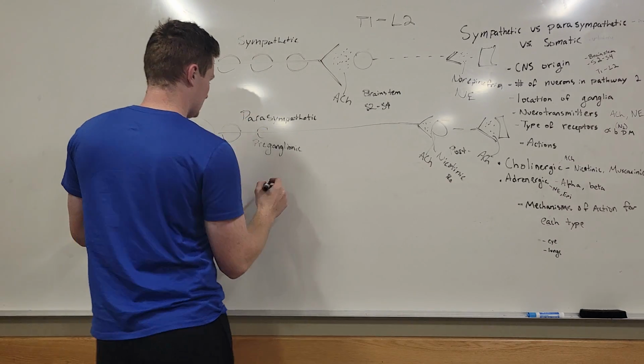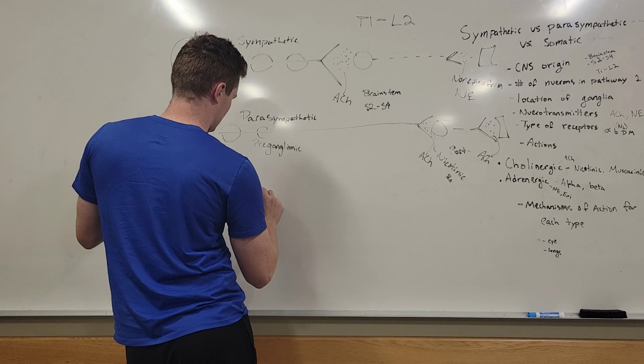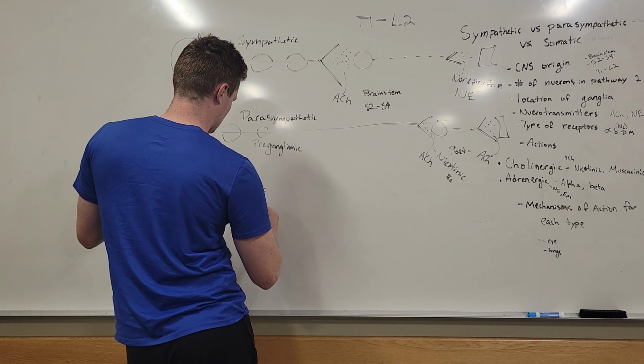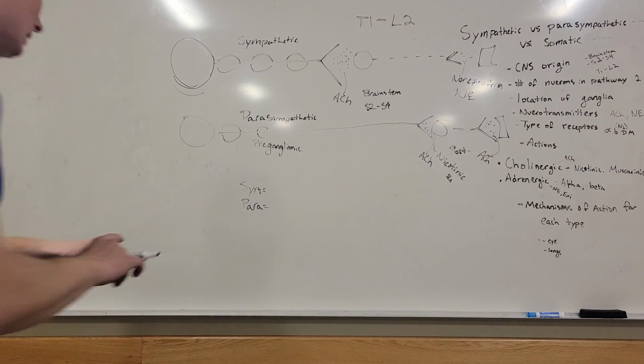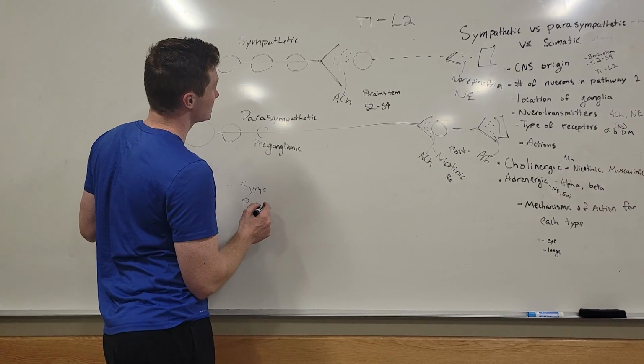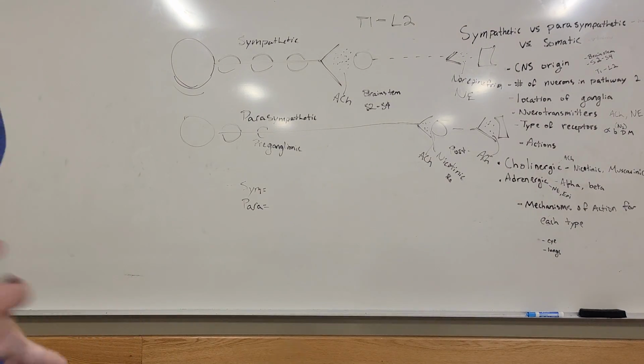Let's just say we're just going to do sympathetic right here and para. Let me just make sure you can see that. Oh yeah, we can see it. Great. Okay, we've got sympathetic, parasympathetic. Can you see that T? Oh yeah, you can. Great.